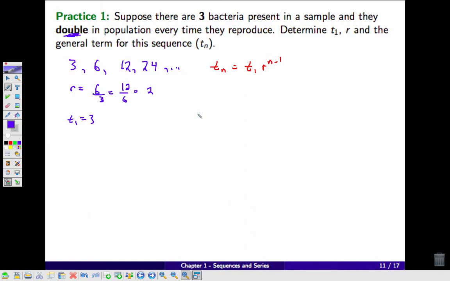Okay, so when you plug in what we know, we only know 2 things. We know T1 is 3, and we know r is 2. Now, believe it or not, you cannot simplify this. Okay, that is the answer. This is all we can do. That's the solution. This will generate any term you want in this geometric sequence.